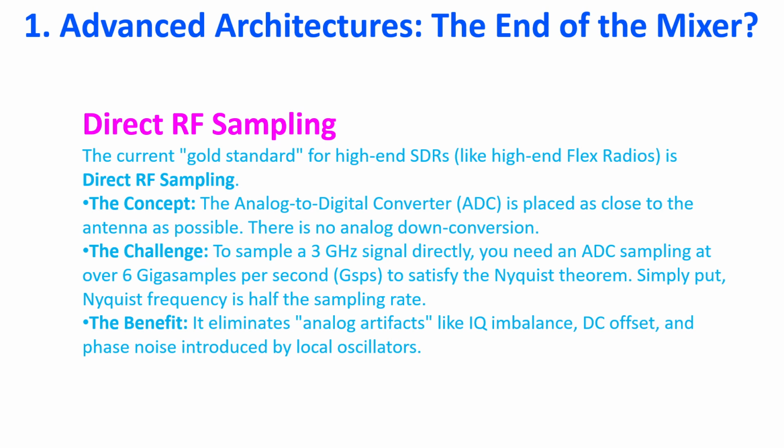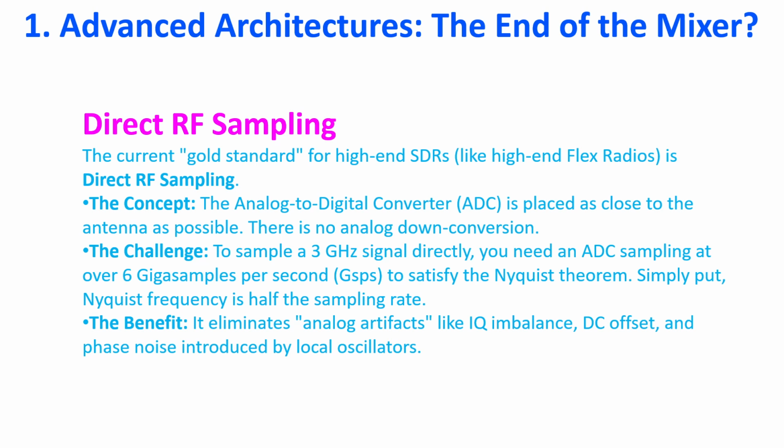that is, zero intermediate frequency architecture. These rely on analog mixers to move signals down to a frequency the computer can handle. The current gold standard for high-end SDRs like high-end FlexRadios is direct RF sampling. The analog to digital converter, or ADC, is placed as close to the antenna as possible. There is no analog down conversion.